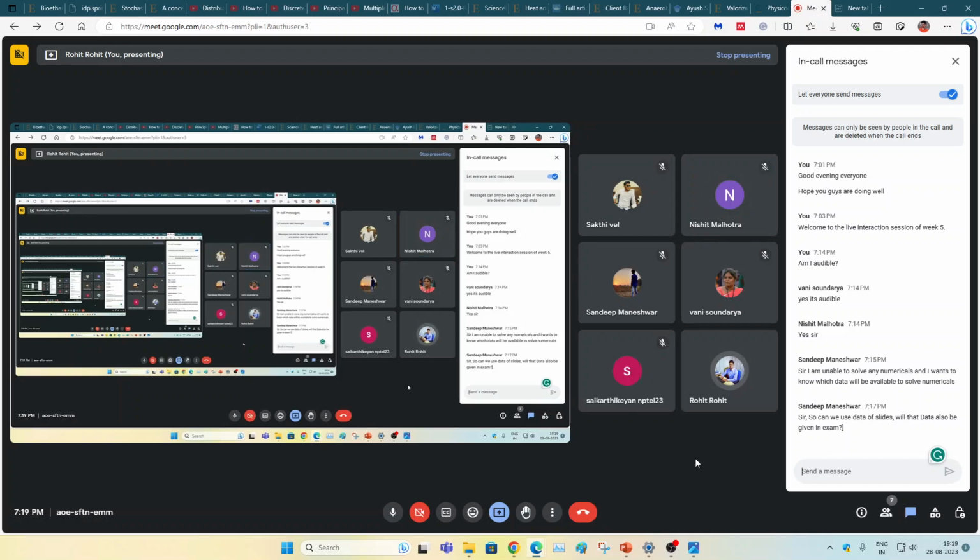I don't think a calculator is allowed, but there is an on-screen calculator there, so that will help you in solving the numericals. Don't worry about that.